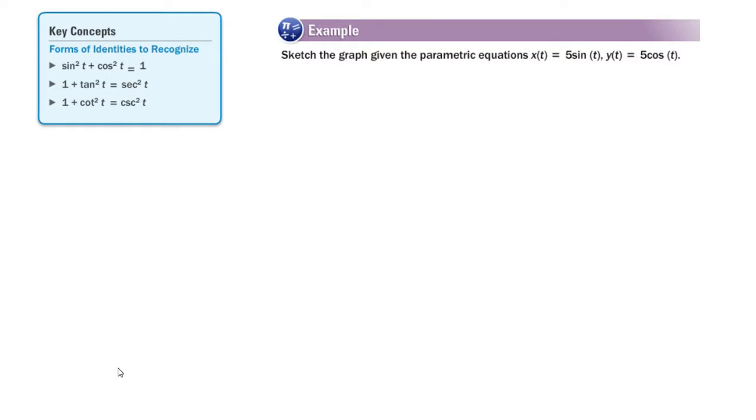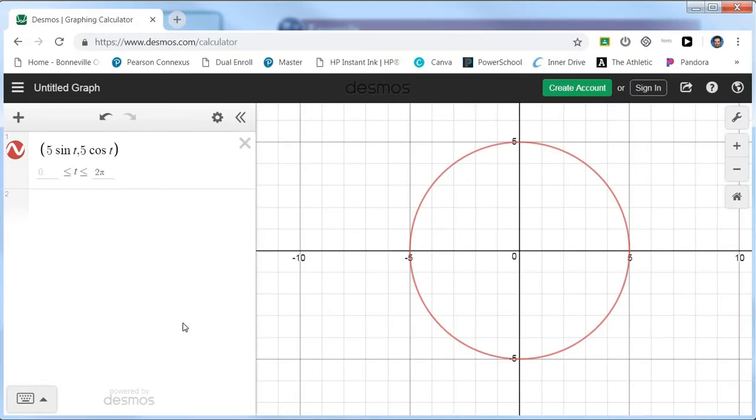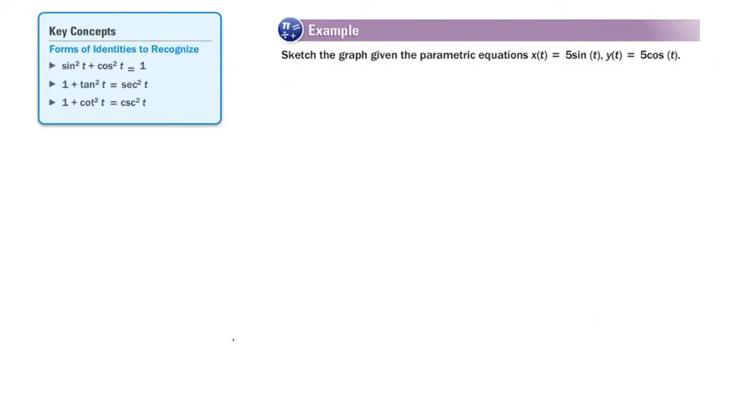Okay, let's try another example. We've got our parametric equations here: 5 sine t, 5 cosine t. Now, graphing, pretty straightforward, right? I just want you to jump into Desmos. Here I did it. 0 to 2 pi for this one was fine. Hey, it's a nice circle, okay? So coming up with the graph should be pretty straightforward.